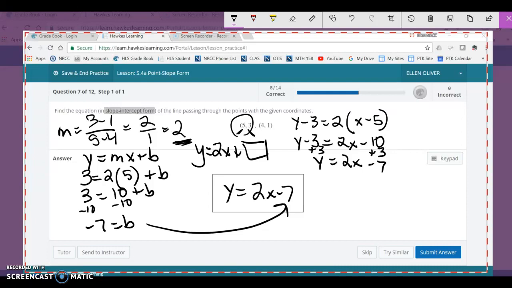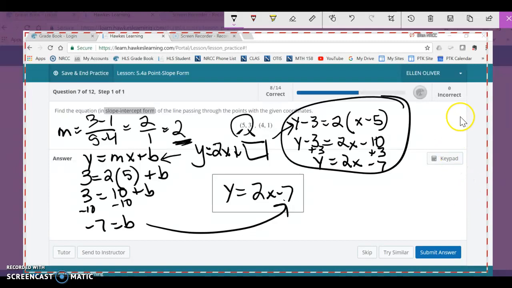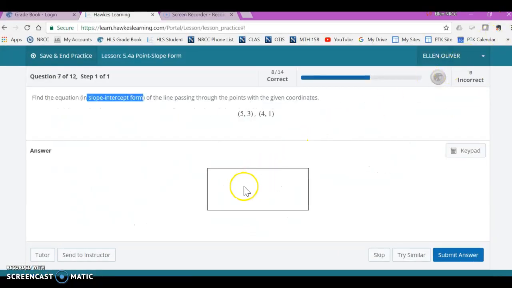So there's 2 ways to do it. You can plug one of those points and your slope into your point-slope form. Or you can plug your slope and one of those points into your slope-intercept form and solve for b and then put it back in that form. So that's going to be up to you. I probably for the rest of this video will use this method because that's the one that we're focusing on for this section. All right, 2x minus 7.